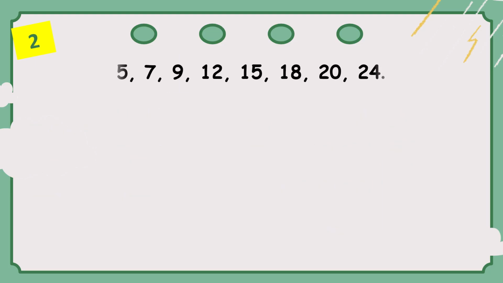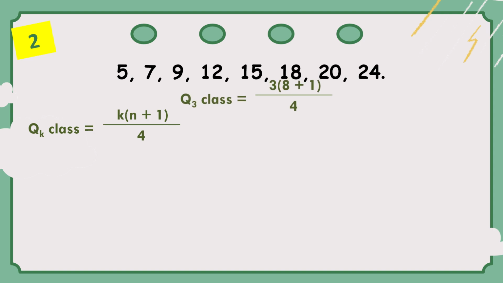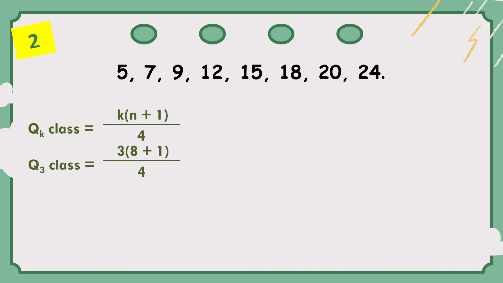Same given for number 1. Let us identify the quartile 3 class. Quartile 3 class is equal to 3 times the total number, 8 plus 1, divided by 4. 8 plus 1 is 9, times 3 is 27, divided by 4. So the quartile 3 class is 6.75. Counting 1, 2, 3, 4, 5, 6, 7, it is in between the 6th and 7th values, that is 18 and 20.